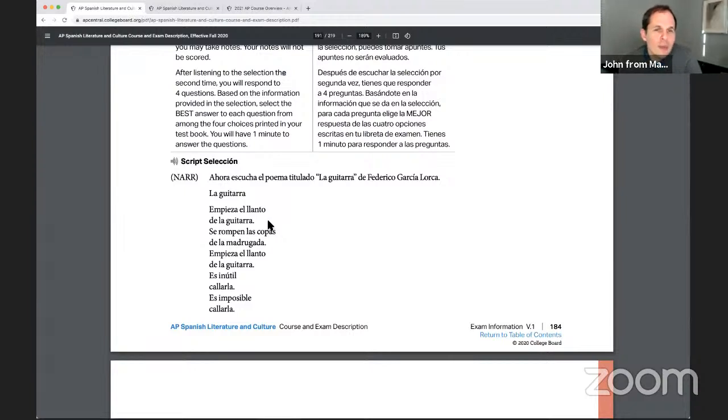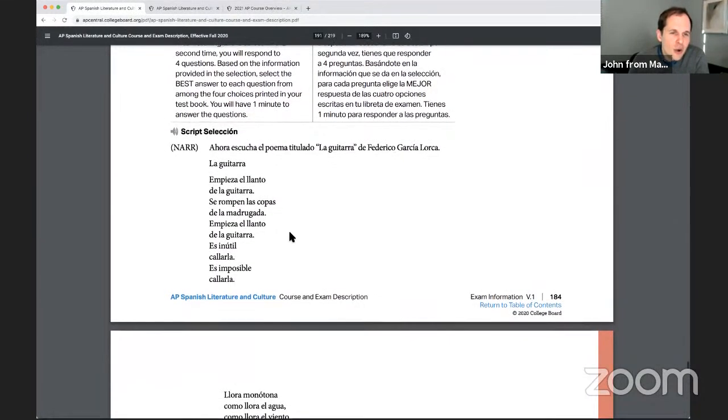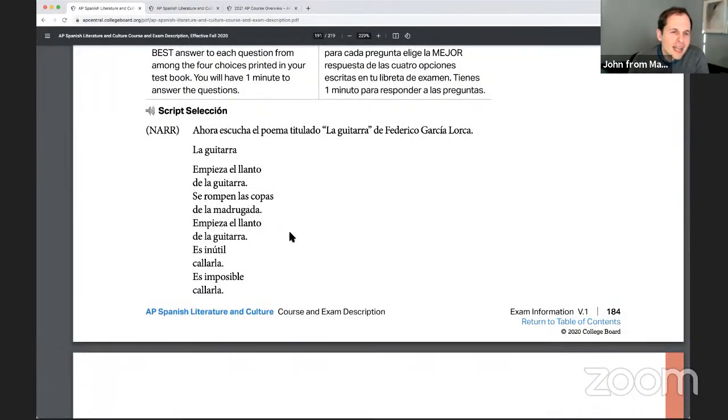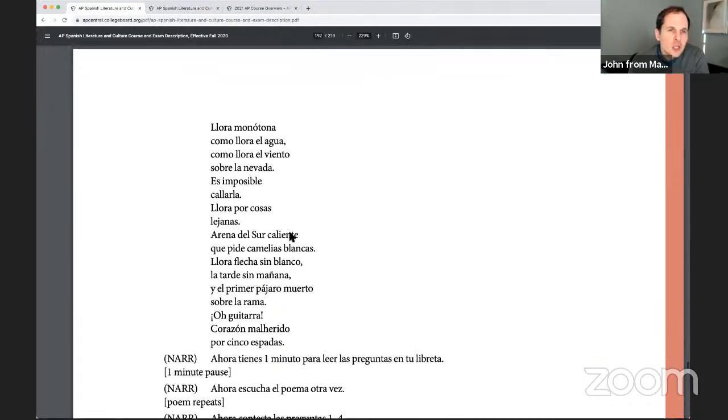Ahora escuche el poema titulado La guitarra de Federico García Lorca. La guitarra. Empieza el llanto de la guitarra. Se rompen las copas de la madrugada. Empieza el llanto de la guitarra. Es inútil callarla. Es imposible callarla. Llora monótona, como llora el agua, como llora el viento sobre la nevada. Es imposible callarla.